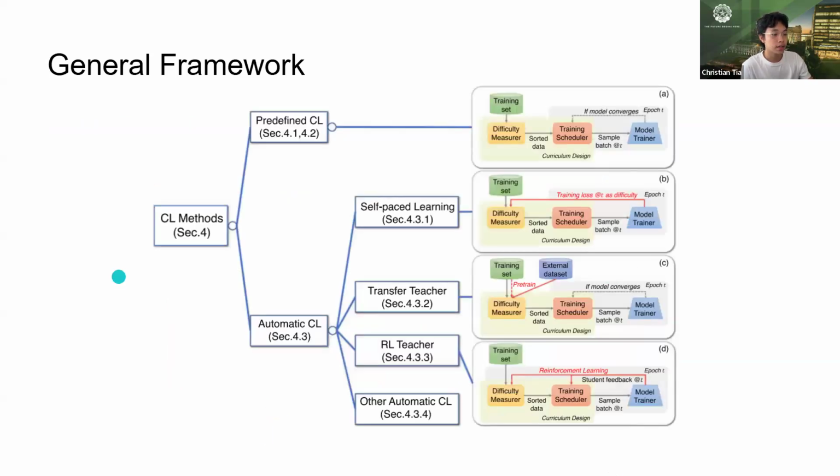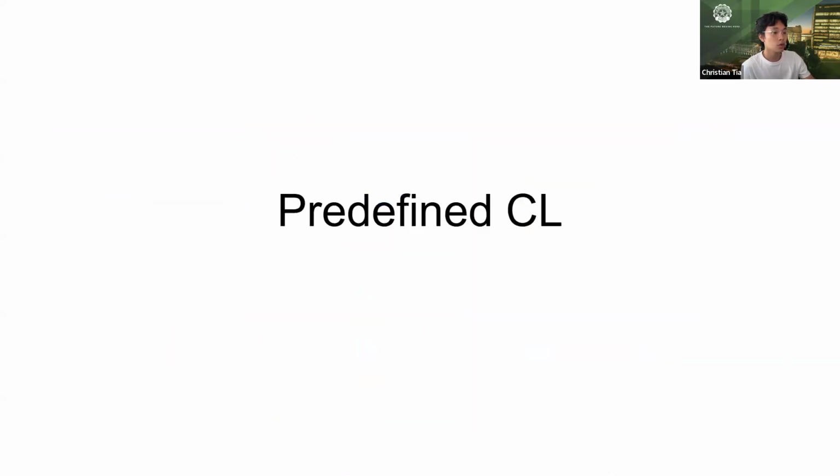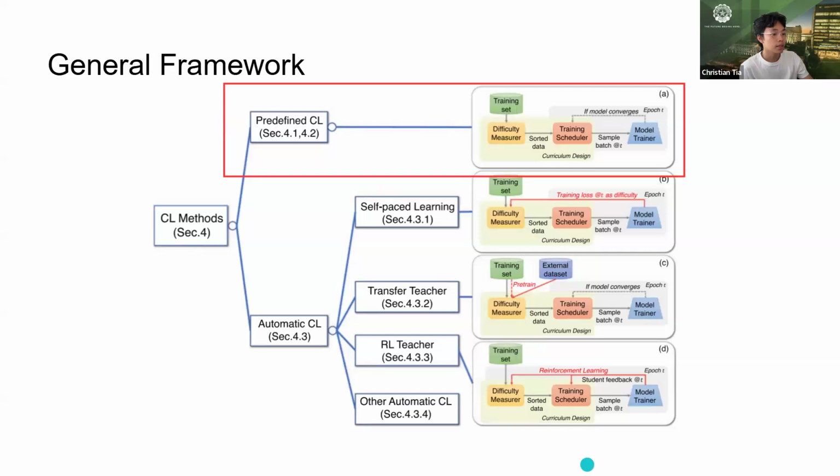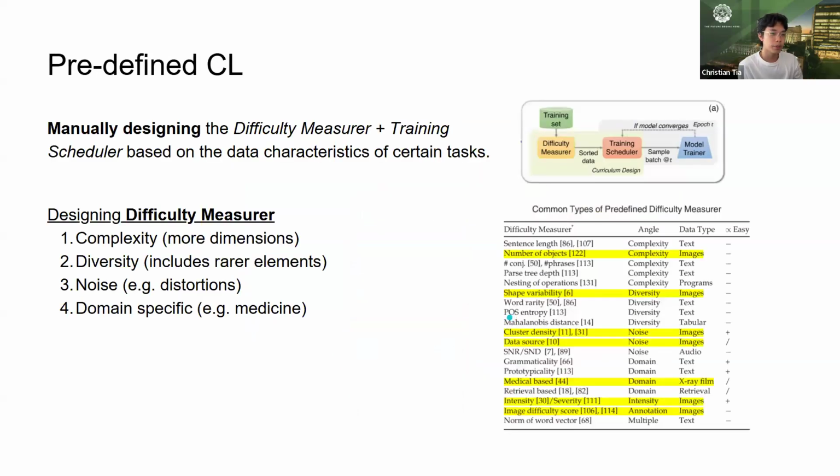So this diagram shows the main frameworks, or the main categories, for curriculum learning methods. We can see here that there's the predefined curriculum learning, and also the automatic curriculum learning. So let's focus on the predefined curriculum learning for now. Predefined CL is when you manually design the difficulty measure and training scheduler based on some prior knowledge that we have on the data characteristics. So we can attack this from different angles.